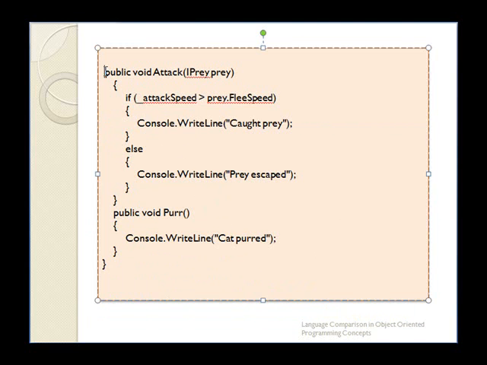Here you can see a public void Attack method and a public void Pour method. Then the public void Attack method has a condition. If this condition is true, it prints this one. If this condition is false, it prints this line.